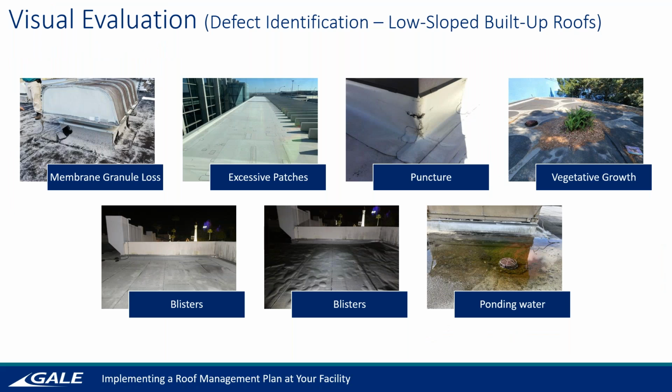For a visual evaluation, you're going to get up on the roof. You're going to identify defects. On a low slope, built-up roof, typical types of defects that you're going to see are going to be membrane granular loss. The granular loss is a little sand that you get up on the roof, just like your shingles. That little sand is actually protecting your roof. If that goes away, the sun compounds the problem, and then that asphalt starts degrading very quickly.